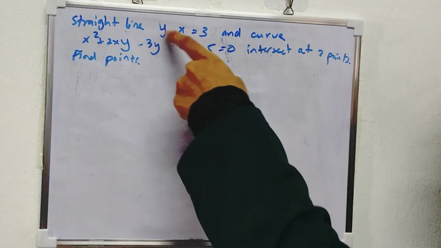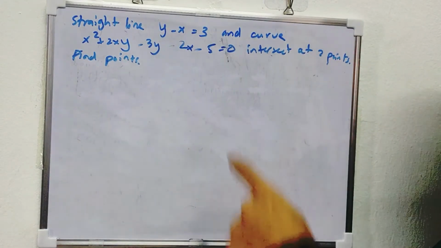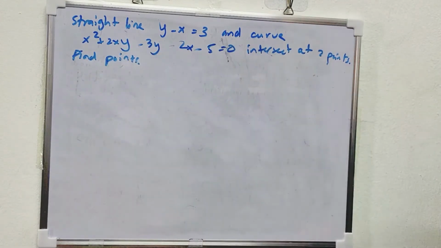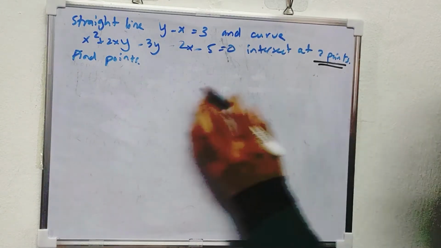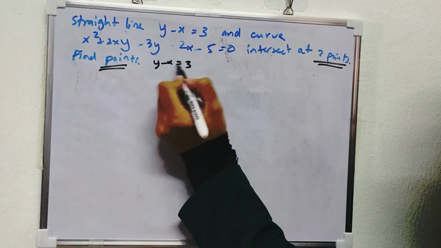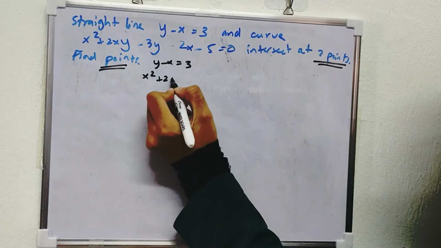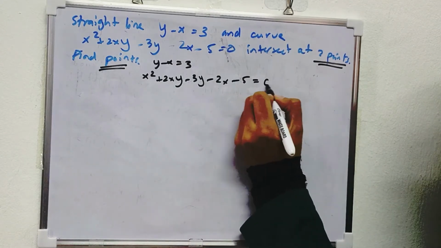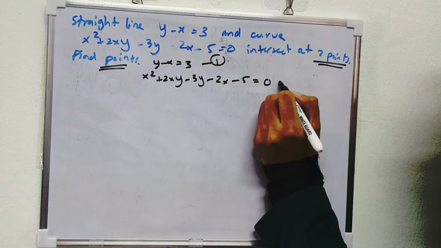The straight line y minus x equals 3 and the curve x squared plus 2xy minus 3y minus 2x minus 5 equals 0 intersect at 2 points. Find the points. So we have y minus x equals 3, which is equation 1, and x squared plus 2xy minus 3y minus 2x minus 5 equals 0, which is equation 2.